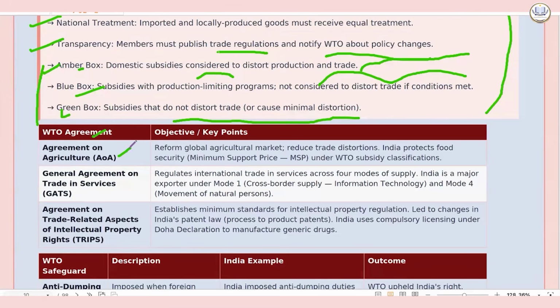So India's MSP comes under which box of subsidy? That's very, very important. Okay. Just pause it and tell.